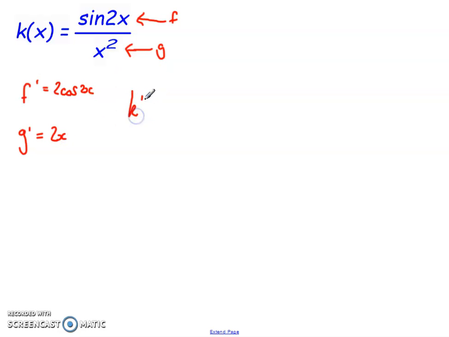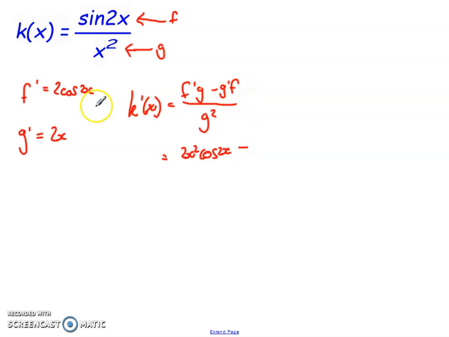So again, same formula, k dashed x equals f dash g minus g dashed f all over g squared. Now I just take the info, plug it in, and see what I get. So f dash g gives me 2 cos 2x times x squared, so that's 2x squared cos 2x. I'm then going to take away g dashed f. So there's my g dash 2x, there's my f sine 2x, so it's then take away 2x sine of 2x. And that's all going to be over g squared.